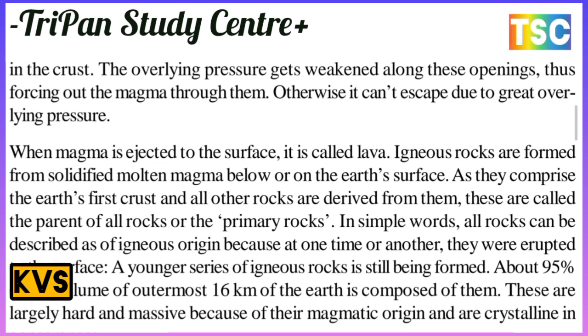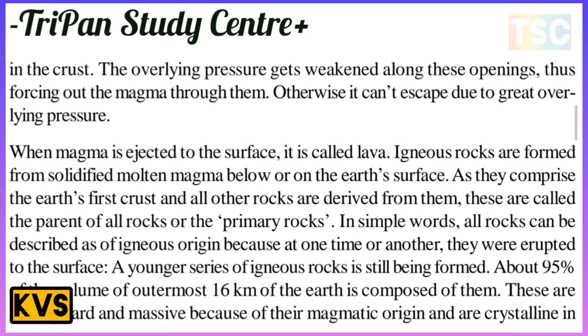In simple words, all rock can be described as of igneous origin, because at one time or another it was erupted to the surface. A younger series of igneous rock is still being formed. About 95% of the volume of the outermost 60 km of the earth is composed of them. These are largely hard and massive because of their magmatic origin and are crystalline in appearance.